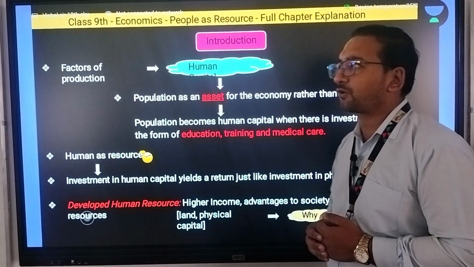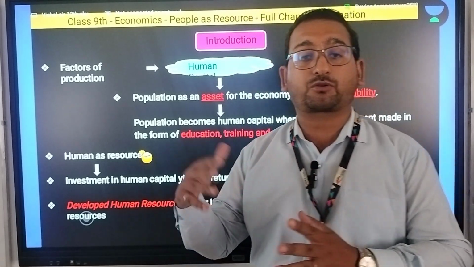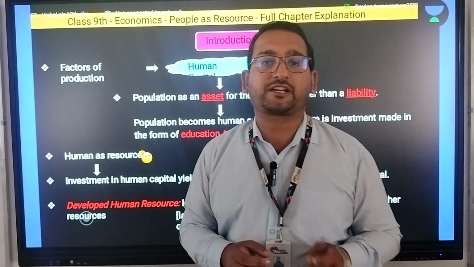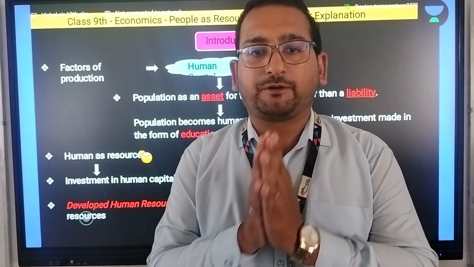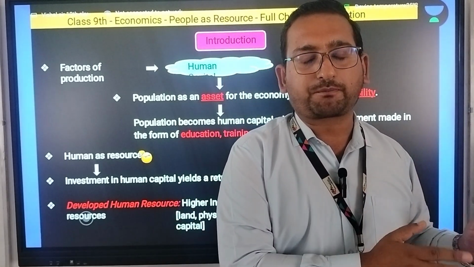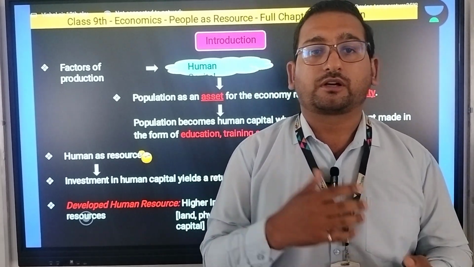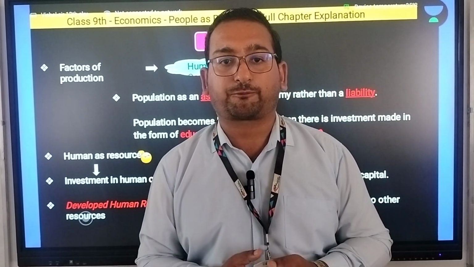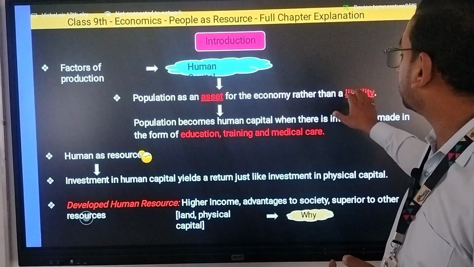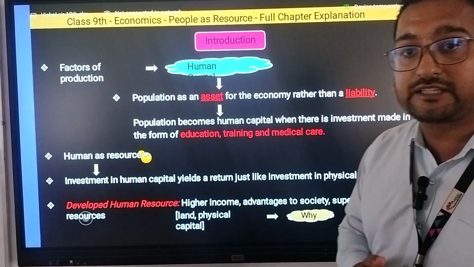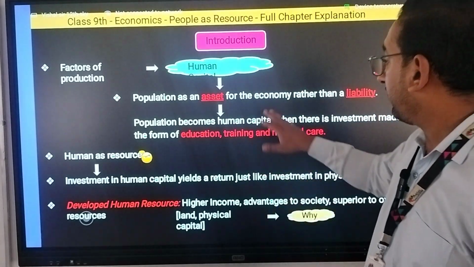When we discuss the growing population nowadays, we consider it as a liability. Liability means burden. We call a growing population a liability for the country because we have to fulfill their basic needs, so the government has to spend more. So how can we convert the population into an asset for the economy rather than a liability? In this chapter, we will learn to convert the human population from liability to assets.